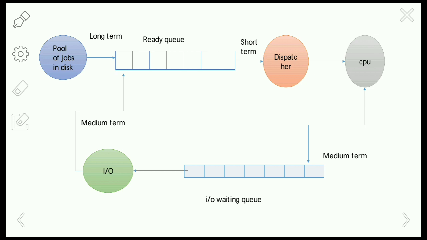The degree of multi-programming depends on the dispatch latency. The time taken by the dispatcher to stop one process and start another, by saving the previous process and taking the new process, is known as the dispatch latency. So the degree of multi-programming is dependent on the dispatch latency. If the dispatch latency increases, then the degree of multi-programming will decrease.